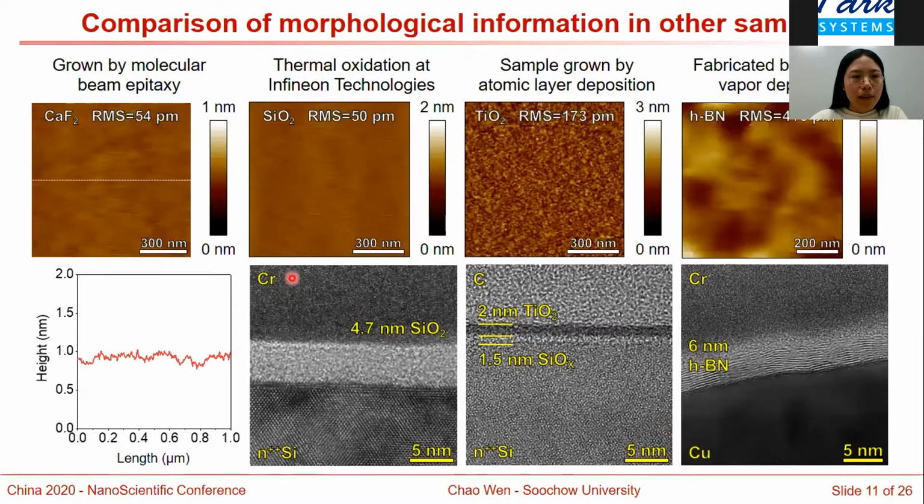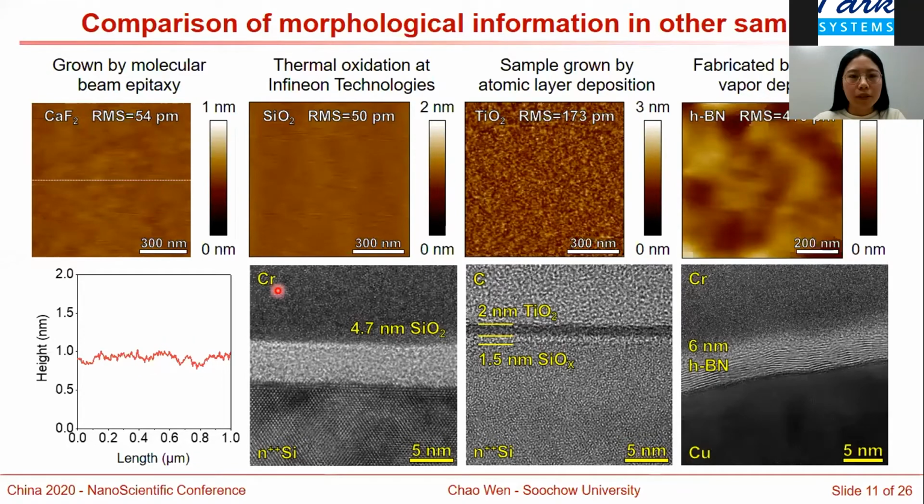After the TEM image, we measured the surface of our calcium fluoride stack with atomic force microscope, which I will refer to as AFM later. Here, we can see that the surface of our calcium fluoride is very flat with a roughness value of only 54 picometer, which is consistent with the height plot below.